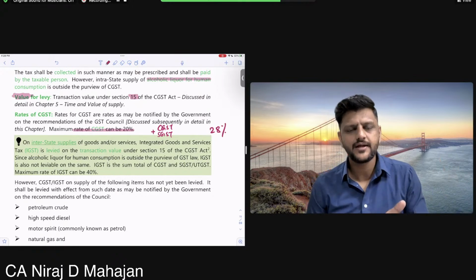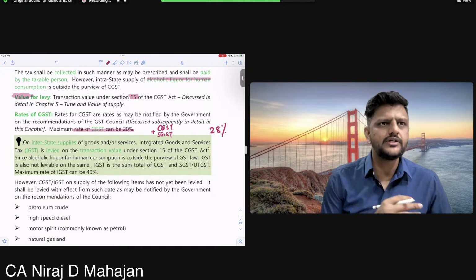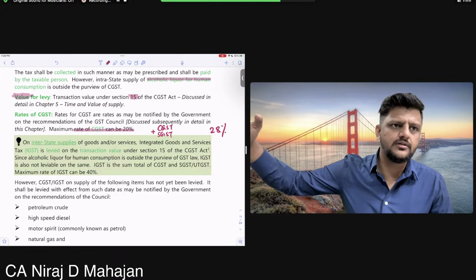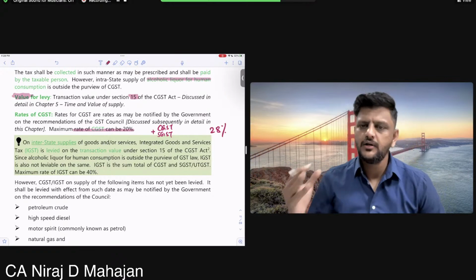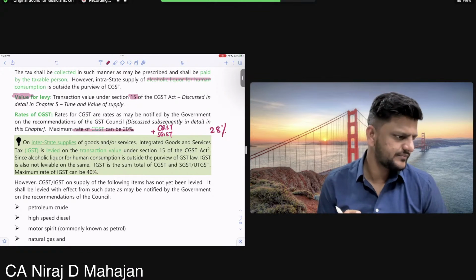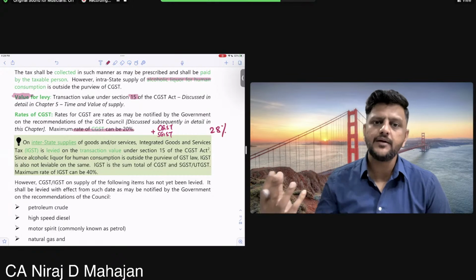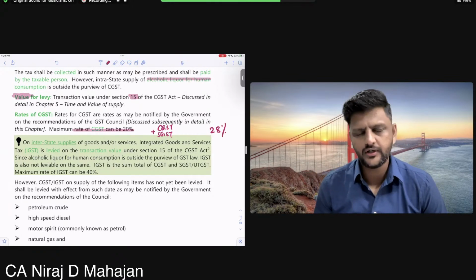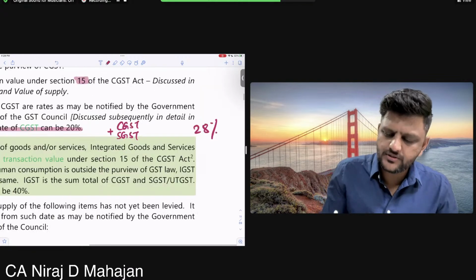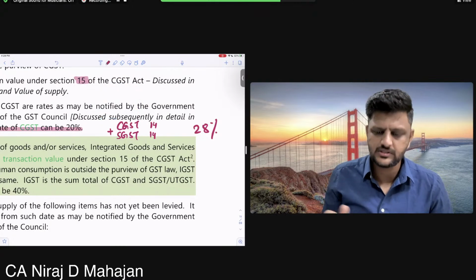So it depends on category to category. You just see the logic: from 0%, slowly you are going towards 20%. 0% and nearby are basic, still kind of necessities. Very much normal commercial is 18%, and more than that, luxury items, 28%. Got it, clear all of you? So if we are collecting 28%, that means we are collecting how much? 14 and 14. I hope this is clear.